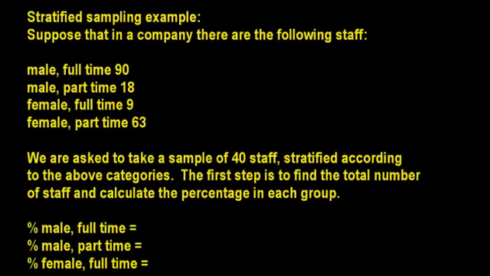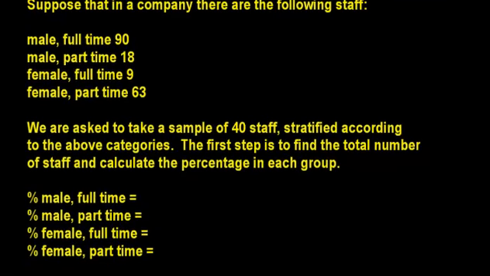Say they want to do a survey of these people, and if they just randomly chose 40 people from these employees, they could get a heavy representation of full-time males, since there are 90 of them, or part-time females. And say they want a more representative sample, so what we'll do is figure out what percent of the employees are male full-time, male part-time, female full-time, female part-time. Well, the total number of employees we have here, we add this up, is 180.